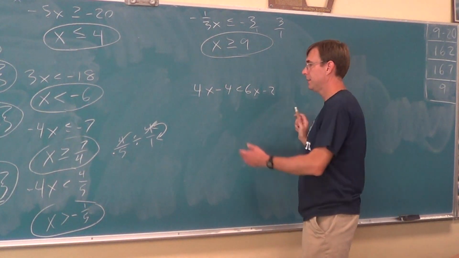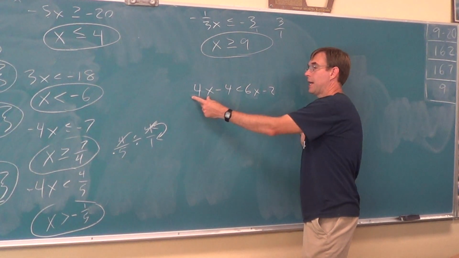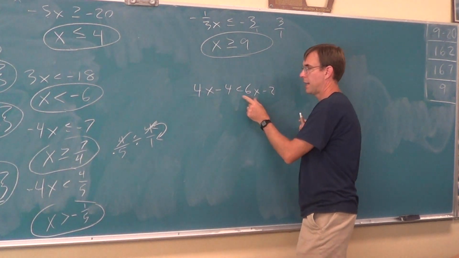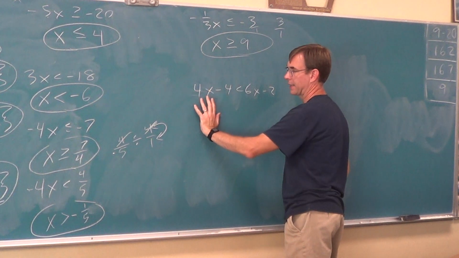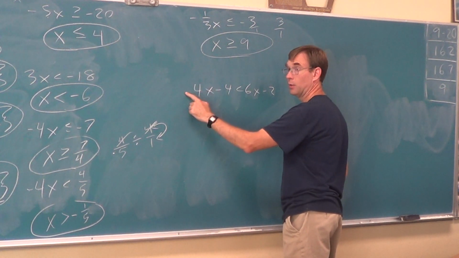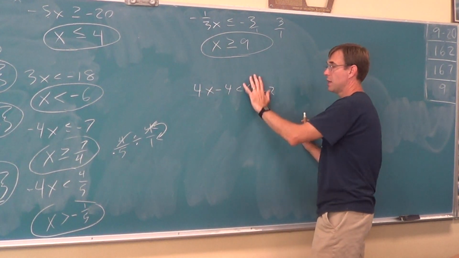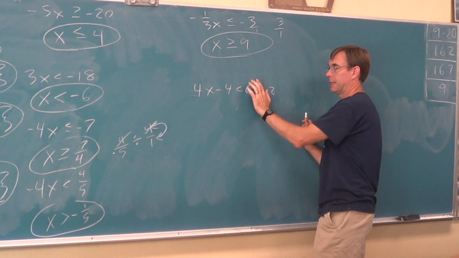Final one of the day. We have a variable on each side here, so that's a little different than everything we had done previously. If we want to get rid of this, we can subtract a 4x. Subtracting a 4x gets rid of positive stuff. Or over here, we could subtract 6x. That would get rid of this.